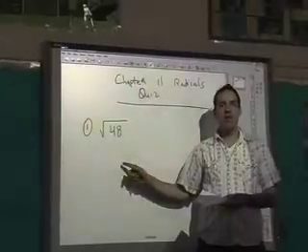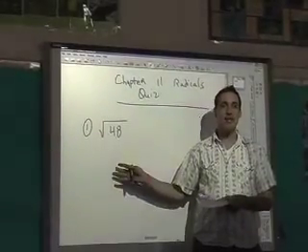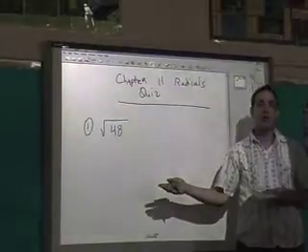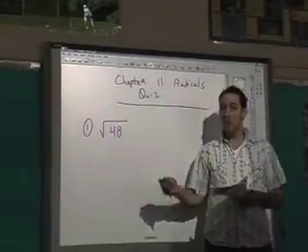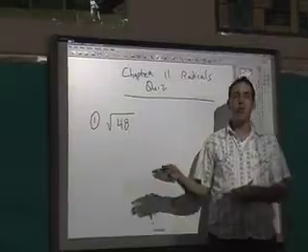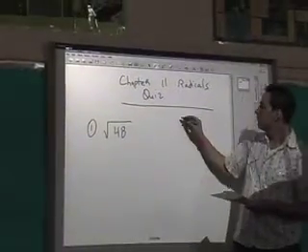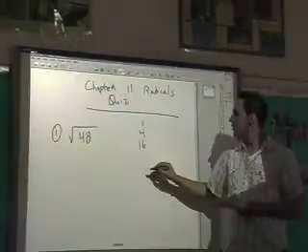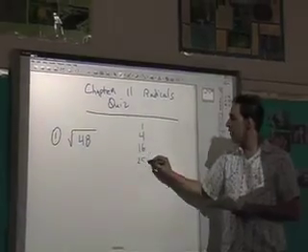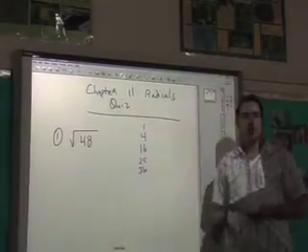There's a lot of ways you can do this. The easiest way is to find the biggest square root possible that goes into 48. Anybody know? What's the biggest square? Well, first of all, what are our square roots? We got 1, 4, 16, 25, 36. Give me some more, guys.